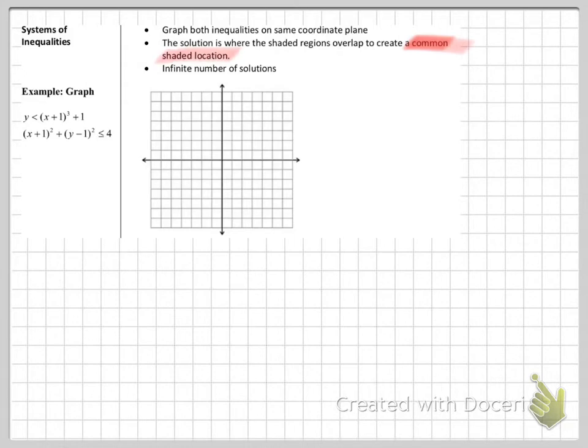Graph the first equation. It's a cubic. The locator point is at -1, +1. Inflection point, because it's a cubic. It has an A value of 1, so 1 over and up, 1 over and down.